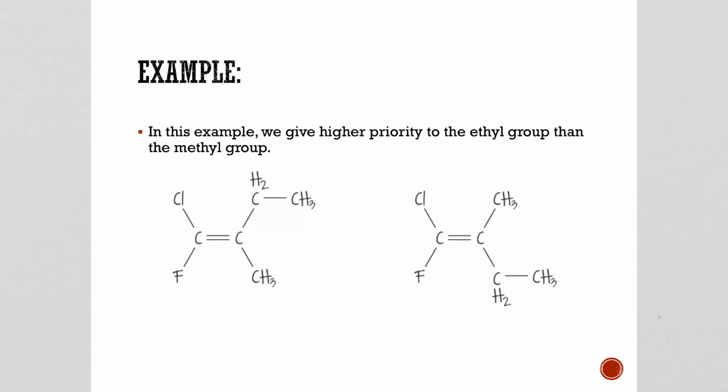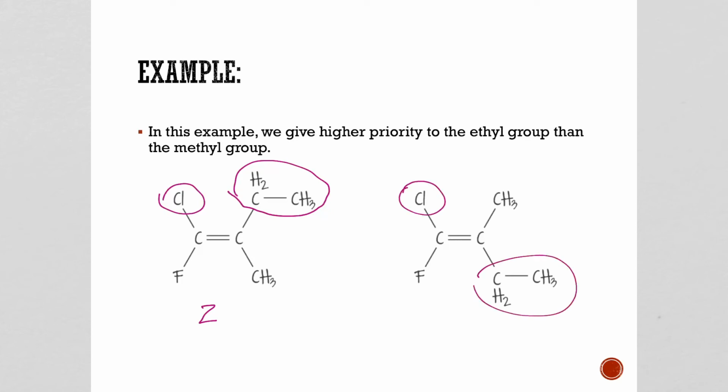So we would assign priority. Chlorine has a higher atomic number than fluorine, so we would circle it. And this one, as I've already mentioned, has the higher priority. So this would be the Z configuration. And this one here, chlorine, but then this one, so this is the E isomer.